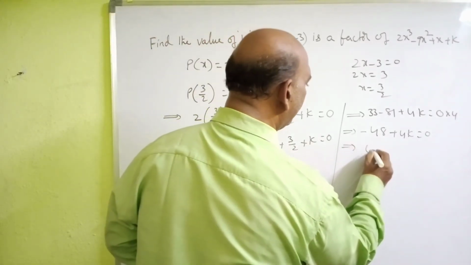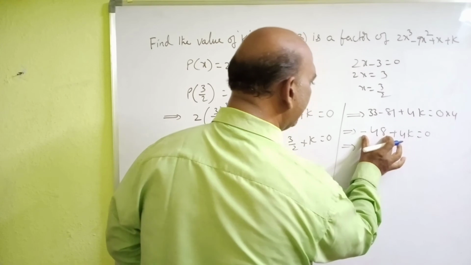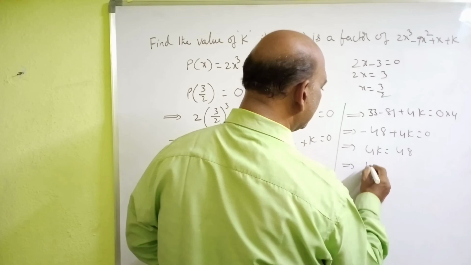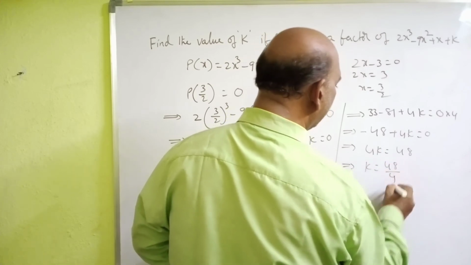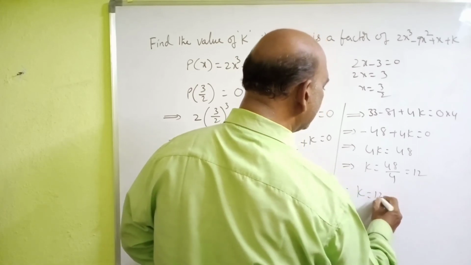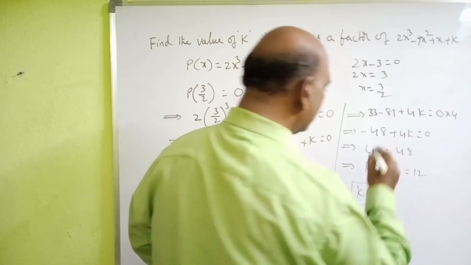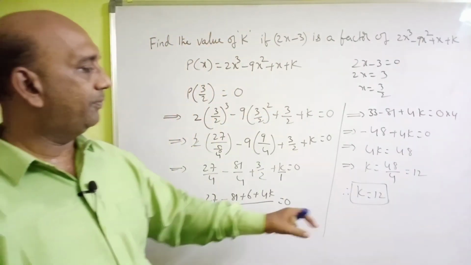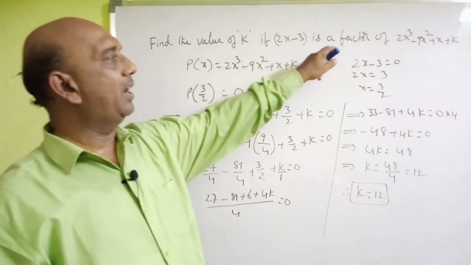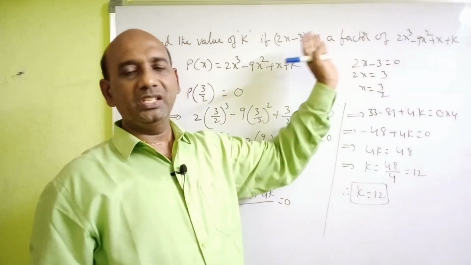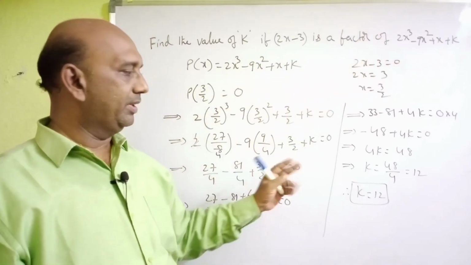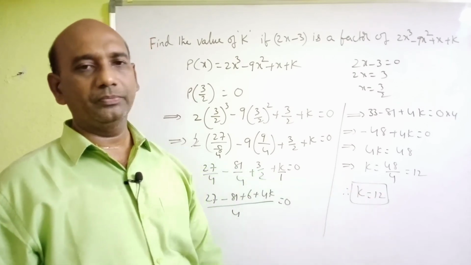This implies 4k is equal to minus 48 by transposing to RHS, it will become plus 48. This implies k equal to 48 divided by 4, which gives 12. Therefore, the value of k is 12. So like this, we can find the value of k when it is given that 2x minus 3 is a factor of this given polynomial. This is the given factor. That's why we took it equal to 0 and proceeded. Then we got k is equal to 12.